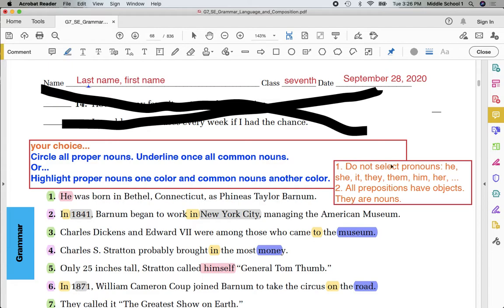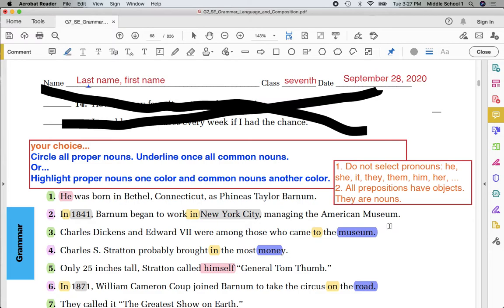So, do not select pronouns like himself and he. Number 2, all prepositions have objects. Again, you see the importance of selecting prepositional phrases. If you're able to do that, it makes the work of identifying the nouns a lot simpler. Your task is to circle all proper nouns, underline all common nouns once, or highlight common and proper nouns in 2 separate colors.